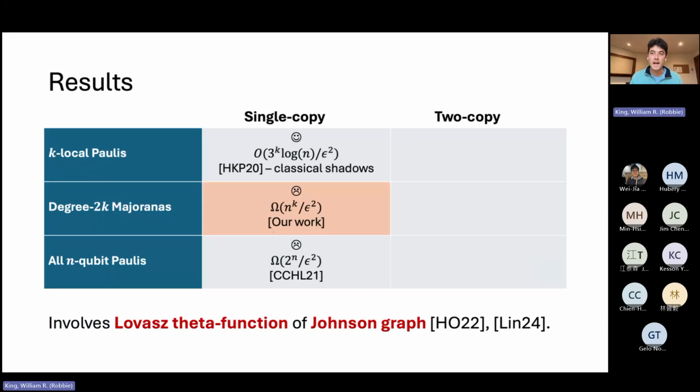What if we now allow access to measurements on two copies? For example, rho tensor rho. You could do Bell sampling from rho tensor rho. This will be the key subroutine which lets us get around these bounds. Oh, by the way, I should mention this lower bound involves these Lovász theta function and Johnson graph techniques, which I think are very interesting mathematically from these papers. So you can check it out.